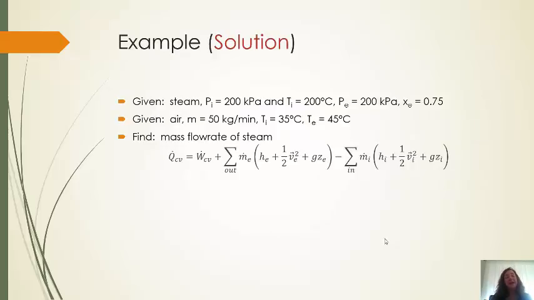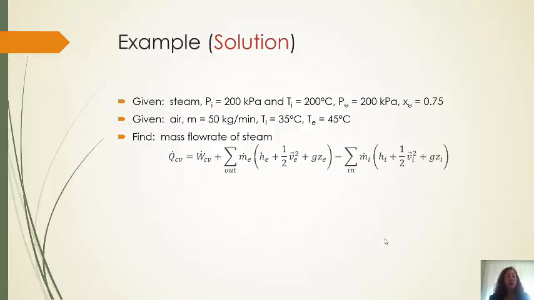Okay, so translate that given information. It's helpful to separate these out by the fluid streams. So I have one line for the steam, the inlet and exit temperature and pressure, or pressure and quality. But remember, two pieces define the state, so this is enough to well define the inlet and the exit states.